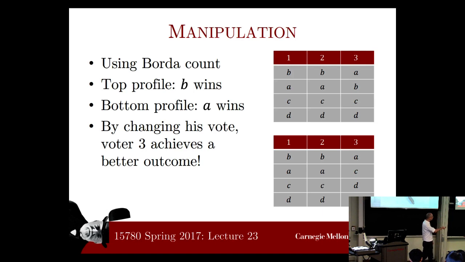Okay, so what he did was he reported an untruthful preference. He lied about his preferences, but he was able to get a better outcome according to his original preferences. He was able to get A instead of B that he prefers in the original profile. Okay, is this clear? So this is just one example of manipulation under Borda count.